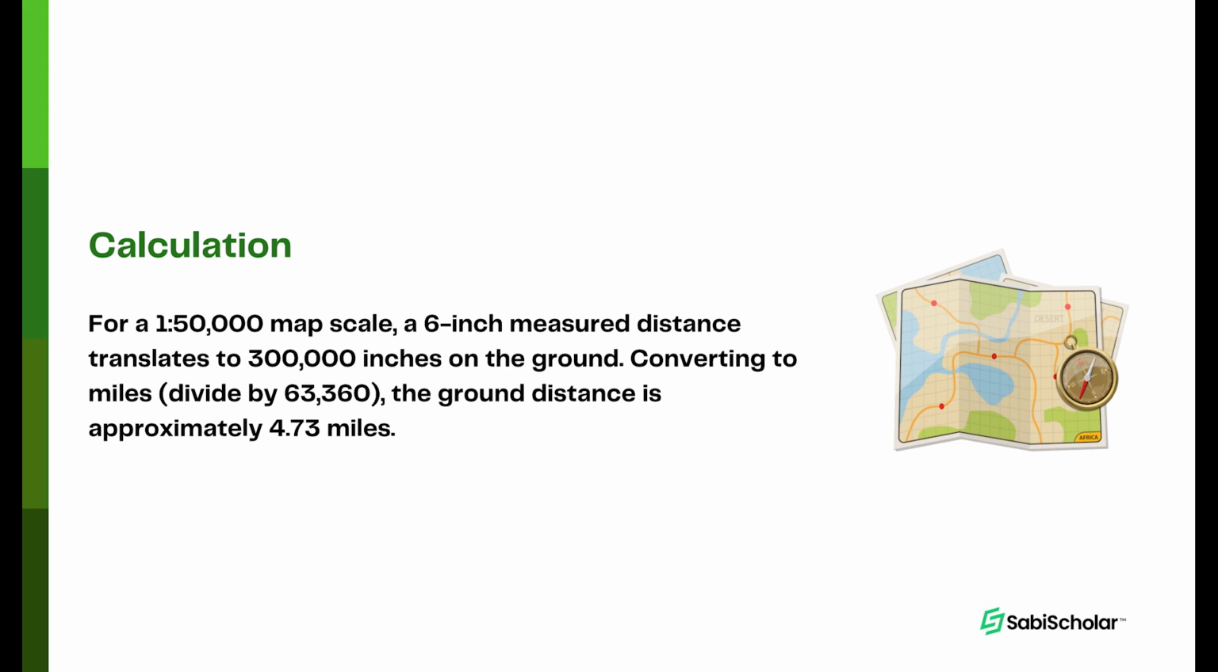So in this case, a measured distance of 6 inches on the map will correspond to 4.73 miles on the ground. So these calculations will provide a straightforward method for converting scales in geography, allowing map users to interpret measurements accurately and make informed decisions based on the geographical data that is available.